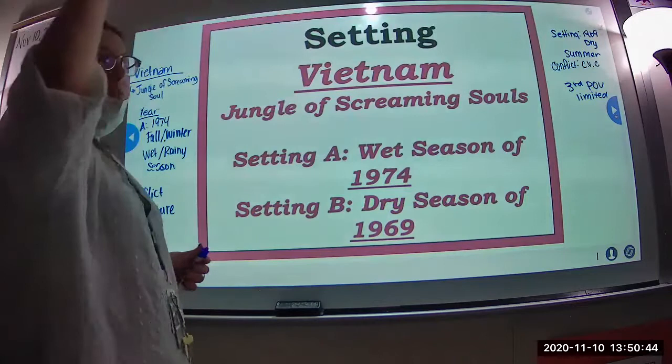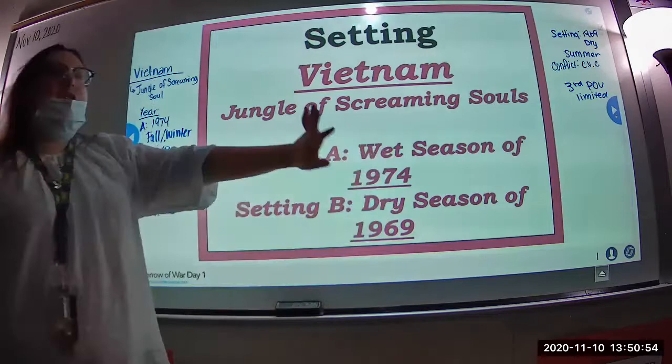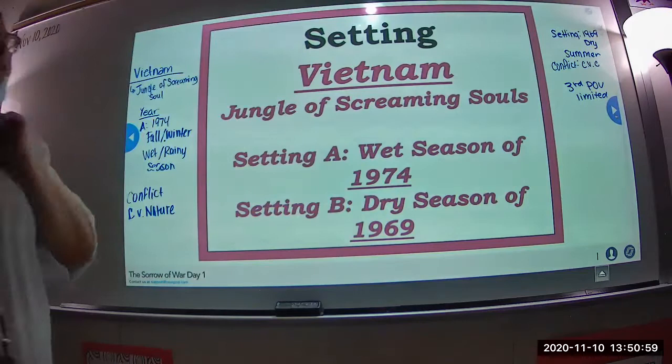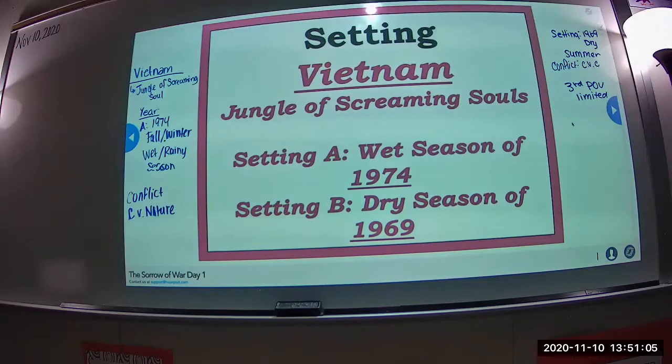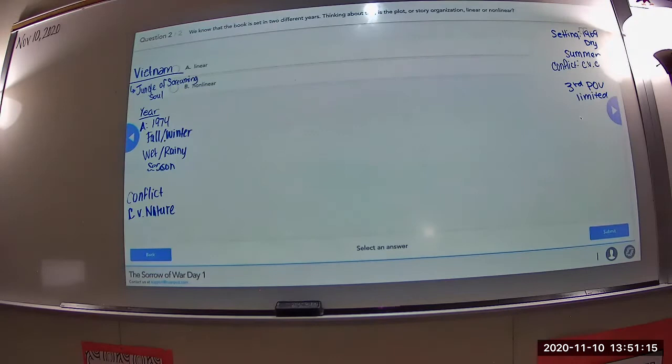So now we know that the setting is the Jungle of Screaming Souls. We know it's the wet season and dry season, which is kind of interesting, right? We call this a juxtaposition when you have two opposites that are next to each other, right? So two very different fields. Any questions? All right. So now let's go ahead and talk about, and this is going to be the quiz that you do have to answer, and you just answered it. Because it asks what kind of plot it is.